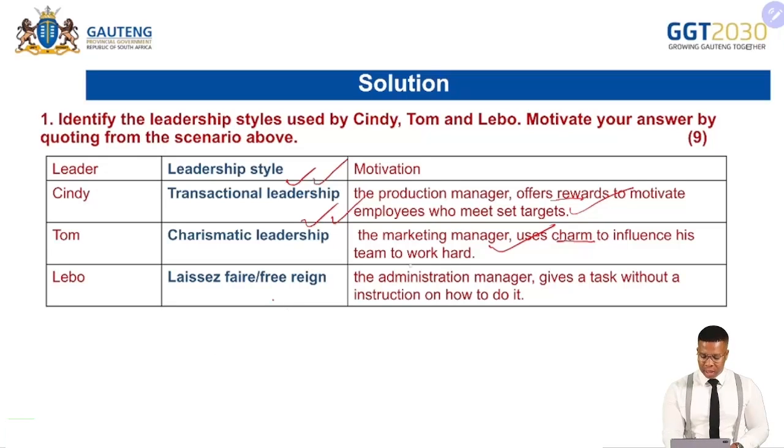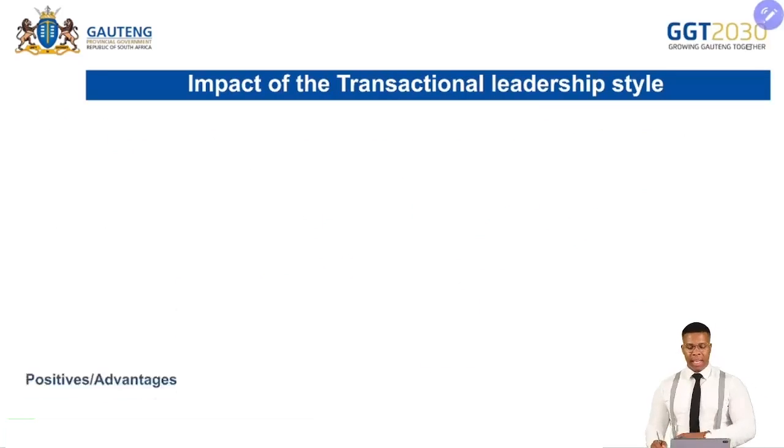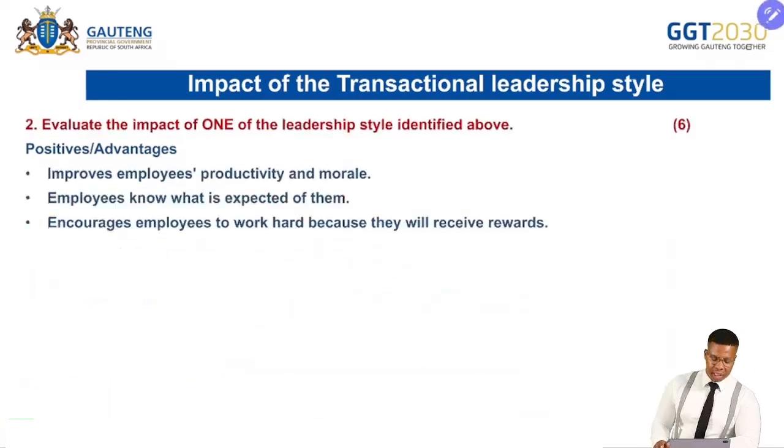Laissez-faire or free rein: the administrator gives a task without an instruction on how to do it. That allows freedom for the employees, so we call it laissez-faire or free rein. 2 marks for that. And the total there would be 9 marks. Then, the impact now of transactional. What are the positives? What are the negatives of that leadership style? Evaluate the impact of one of the leadership styles identified.